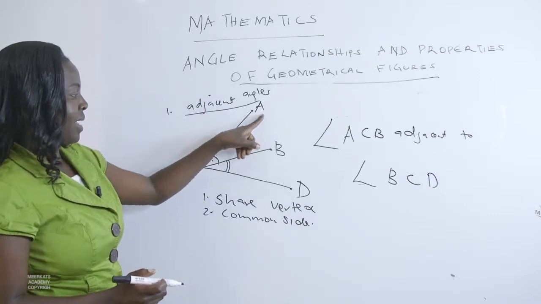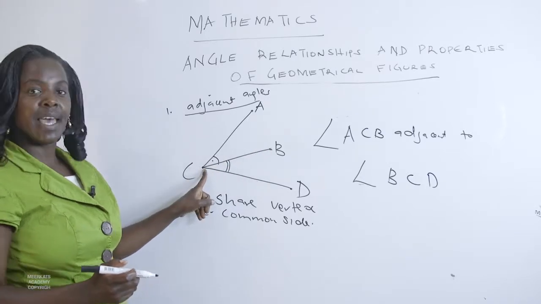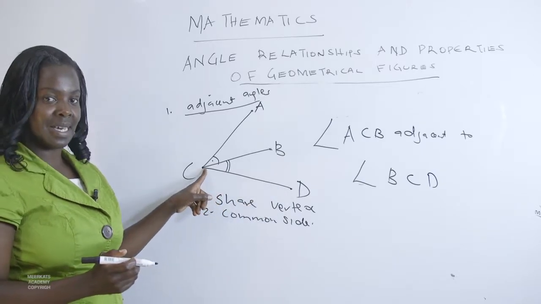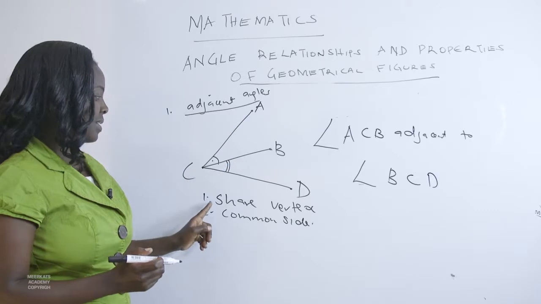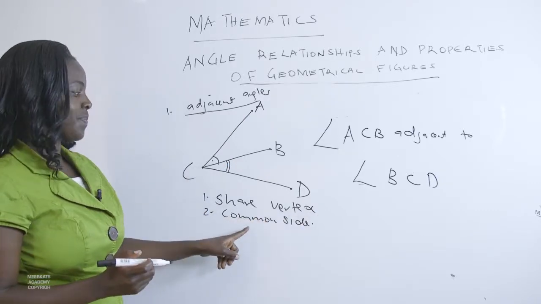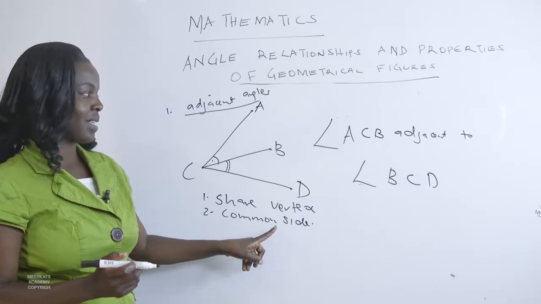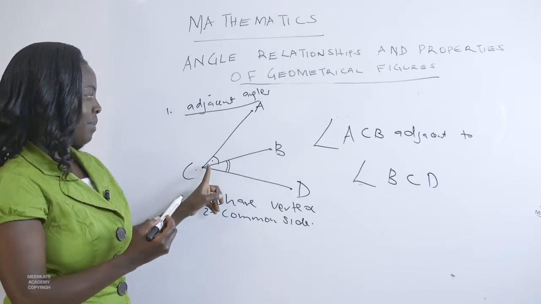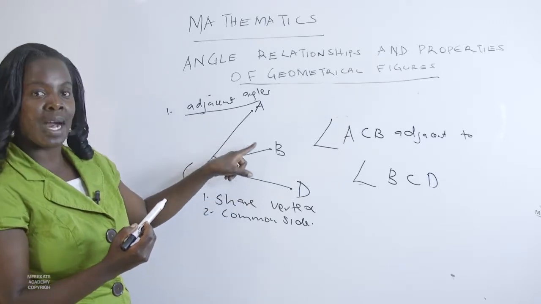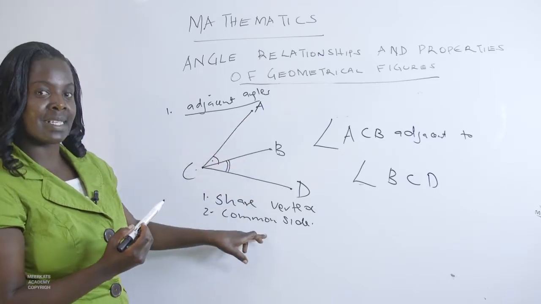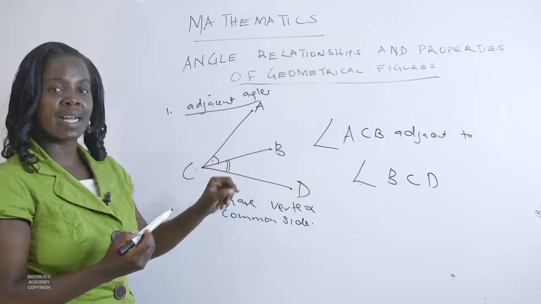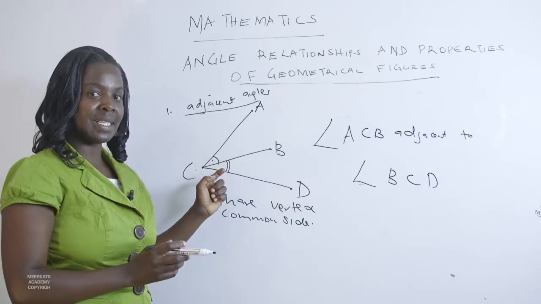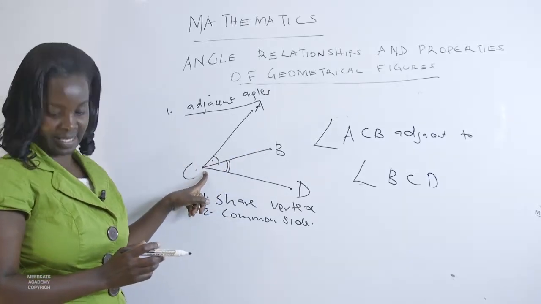So you realize that for angle ACB the vertex is C, and angle BCD also has a vertex at point C. So we are saying adjacent angles share a vertex, and there is also a common side between the two angles. You realize that BC, this arm here, is a common side to the two angles. If they have these characteristics, then we call these two angles adjacent to each other. They are normally next to each other, and because they are next to each other, they will have a common side and a common vertex.